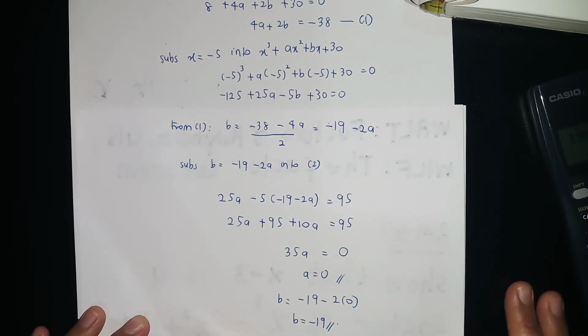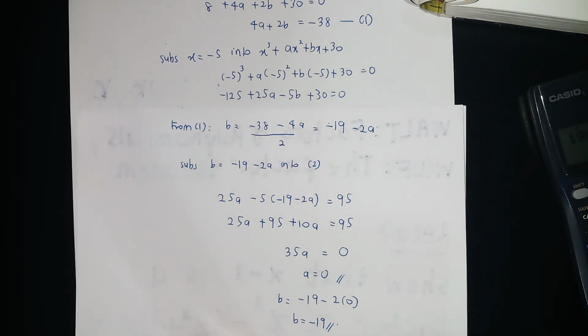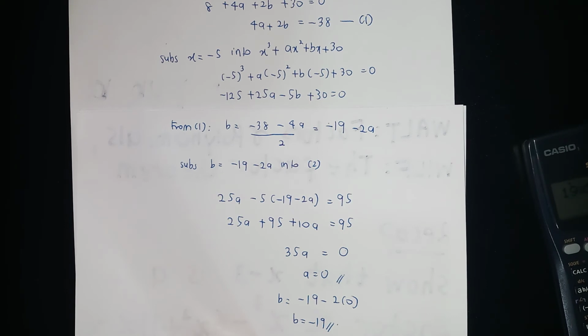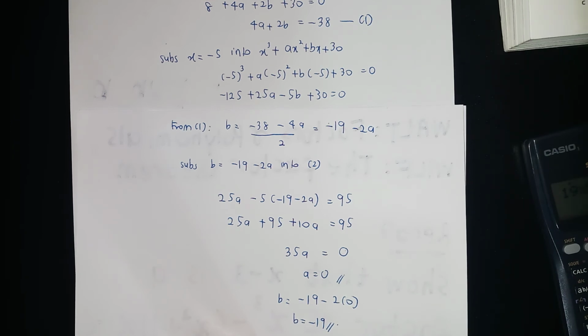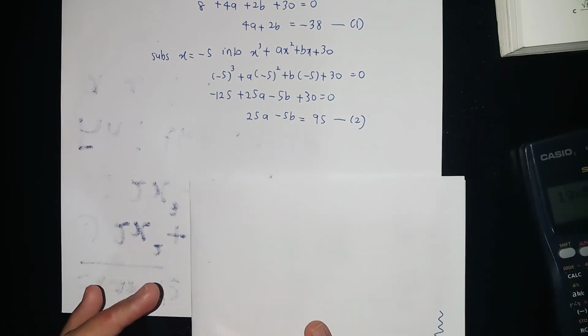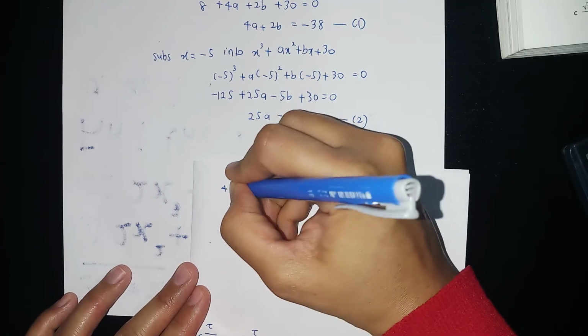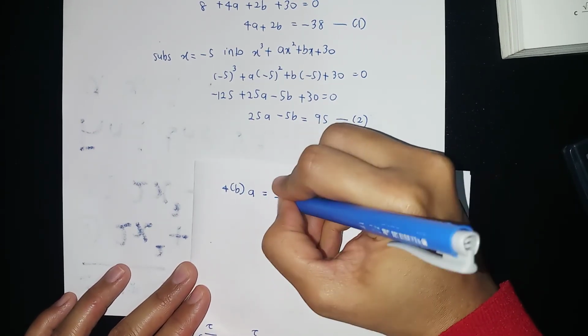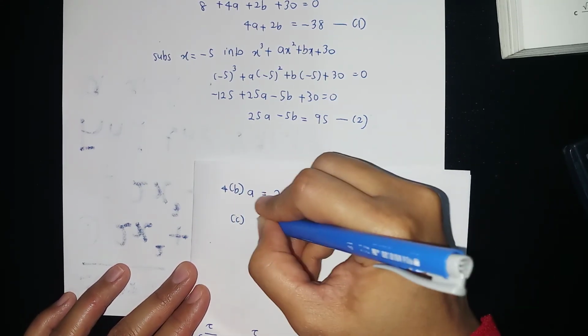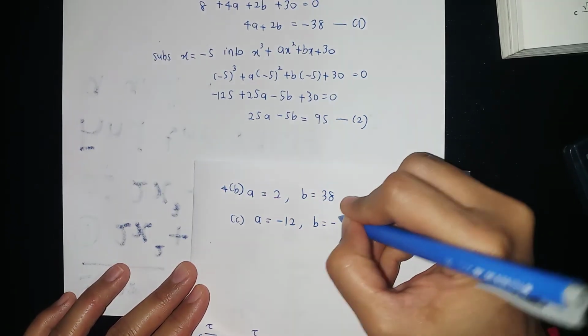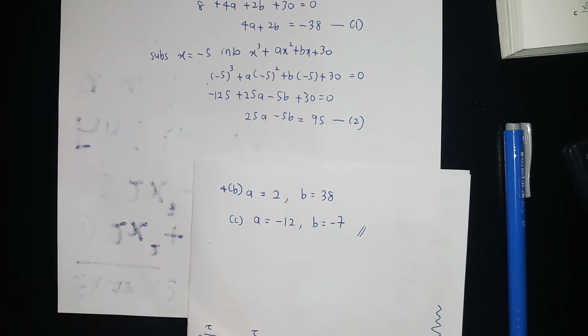I want you guys to do 2 more questions, the 4B and C just now, but I'm going to give you the answer. Please make sure you copy the question. For 4B, your A is equals to 2, your B is equals to 38, and for 4C, your A is equals to negative 12, your B is equals to negative 7. So that is the answer for B and C. Please try to do and check.